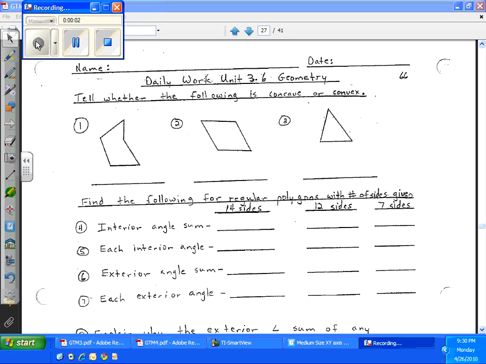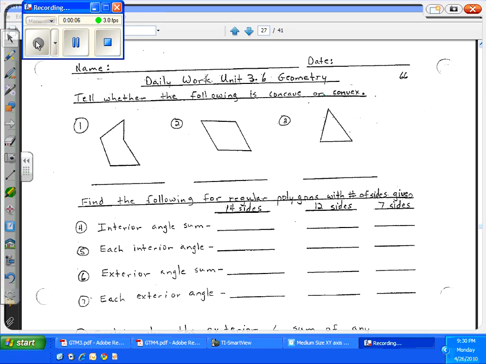Daily work unit 3.6. Tell whether the following is convex or concave. Now, here's the formal definition again. This particular polygon has this side that, if we drew the line that contains that side, that line would contain points in here that are on the interior. That means that it is not convex. Concave is that no line that contains a side would contain points on the inside.